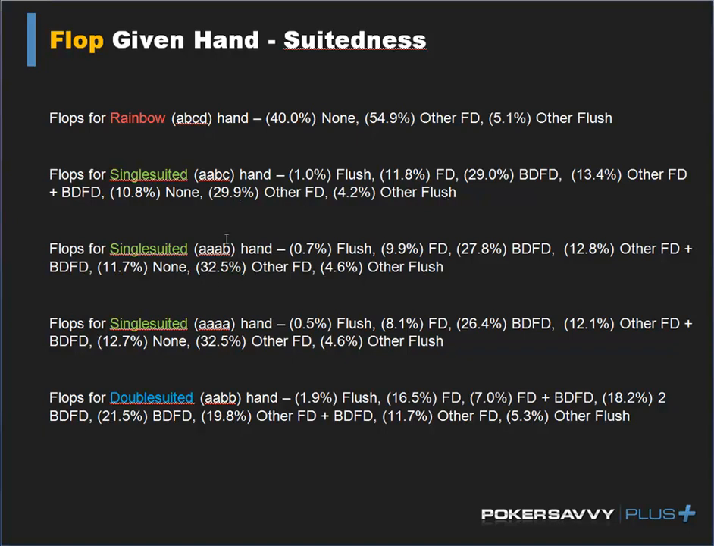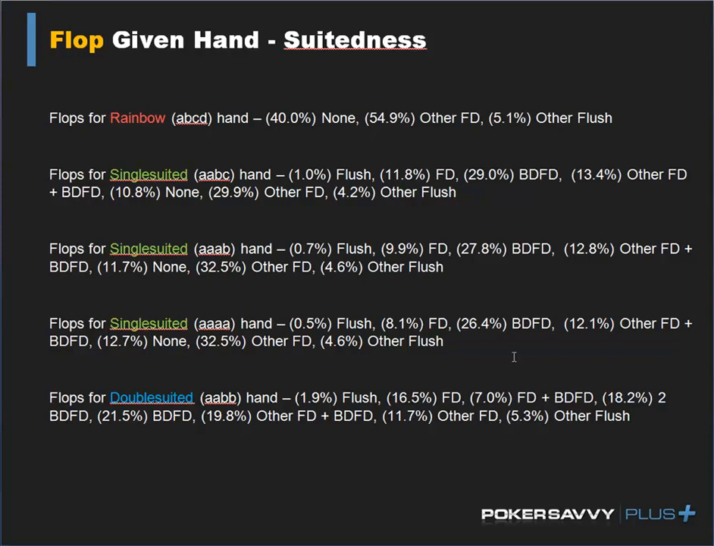As you go through the single suited and add on extra cards of the suit in your hand, you obviously reduce the chance of the good things happening, increase the chance of the bad things happening, and there's the percentages laid out. I don't think I need to read through them again, other than to mention that the chance that you flop a flush goes from 1% all the way to 0.5%, cut in half, when you've got four of one suit in your hand.